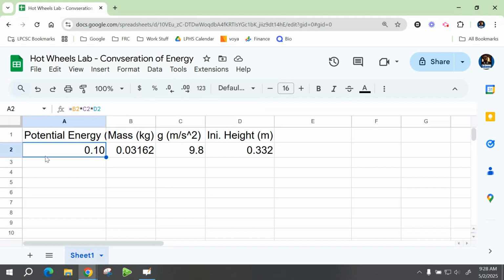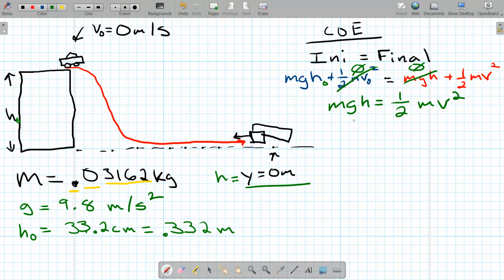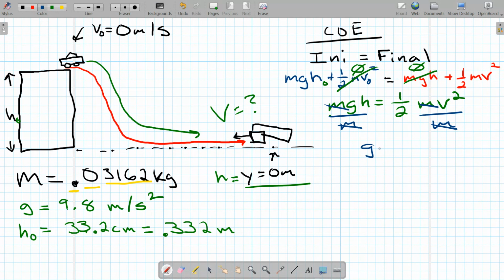Now the last thing we need to do, we're going to go back to our notes. I want to figure out what the final velocity will be because the car is going to come down here like this. And I want to know what the final velocity is. All right, so I'm going to take this equation right here. I'm going to divide this by m, divide this by m. The m's cancel. And I get gh.